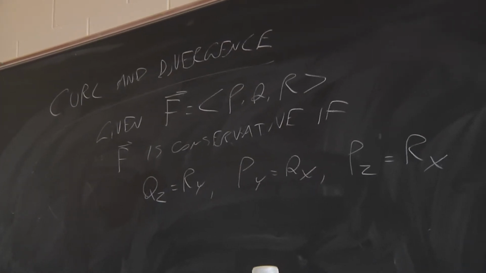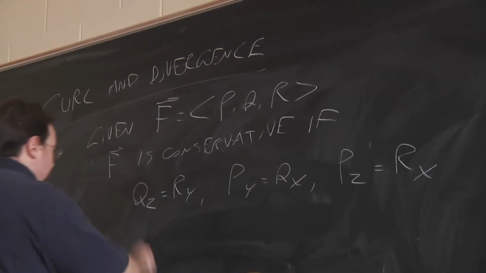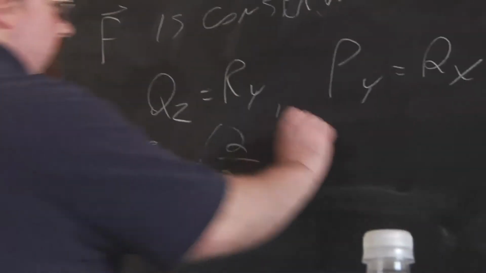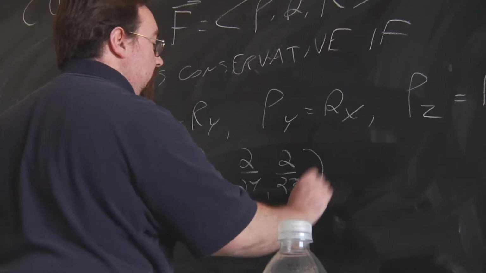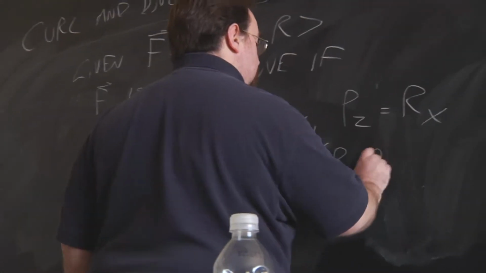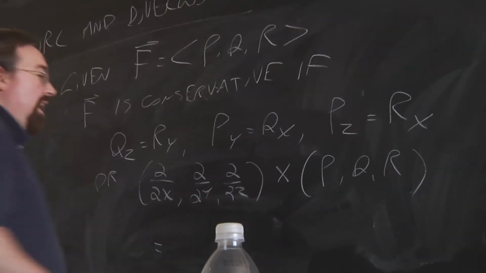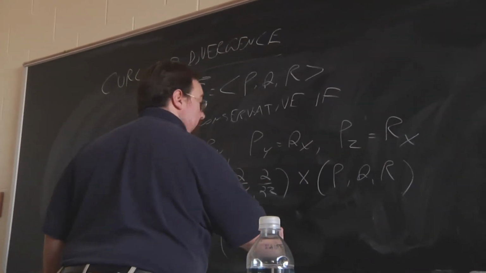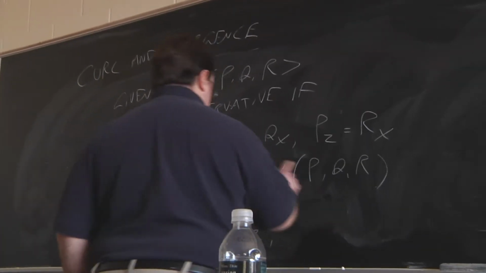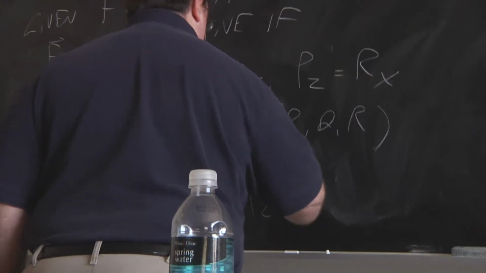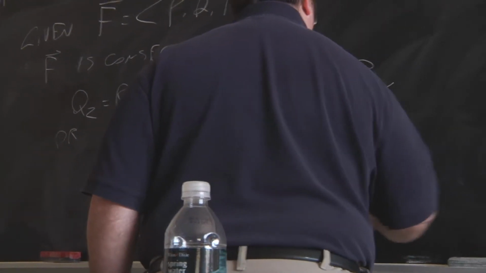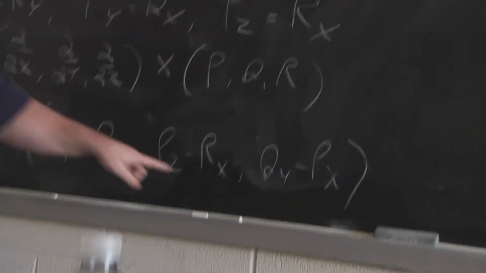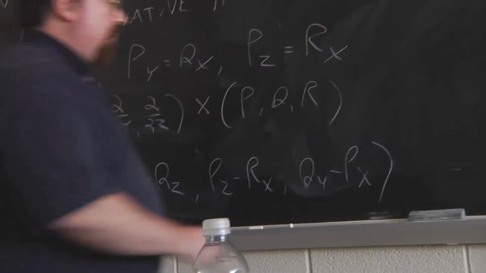But another way of looking at it, and I mentioned this last time, is that this is the same as saying that this vector of differentiation operators, d/dx, d/dy, d/dz, cross product with P, Q, R, which happens to be equal to Ry minus Qz, Pz minus Rx, and Qy minus Px. All right, so these differences correspond exactly to these equations here. So this happens to be equal to the 0 vector.